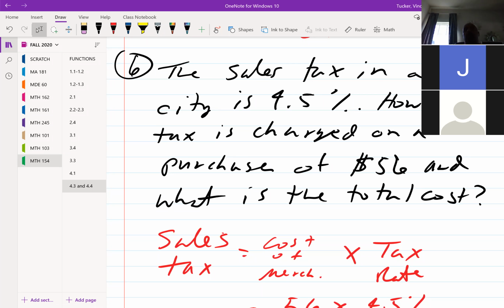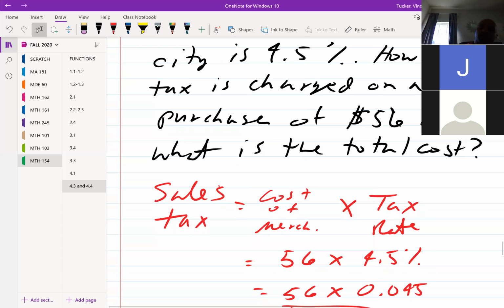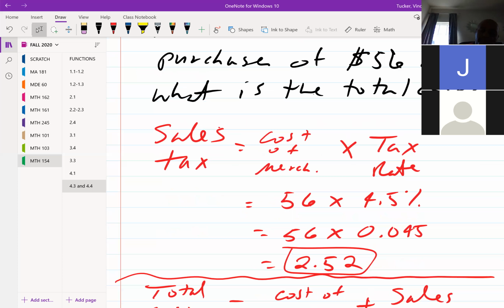All right, so sales tax, something you may want to calculate if you were in Walmart or something like that. You have the cost of your merchandise times the actual tax rate, whether it be of the city or state. You convert that to a decimal and multiply it times the cost of the merchandise. That would be $2.52 in this case.